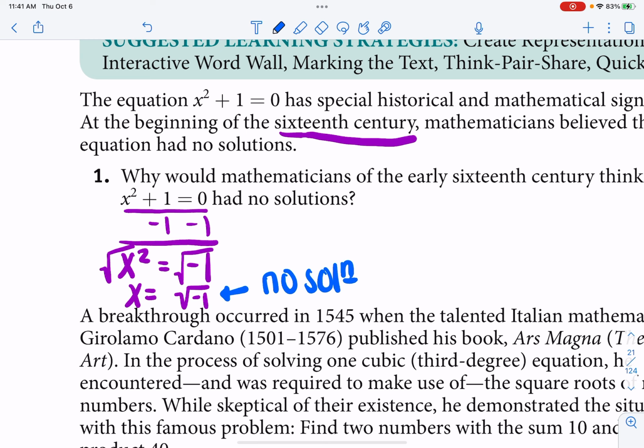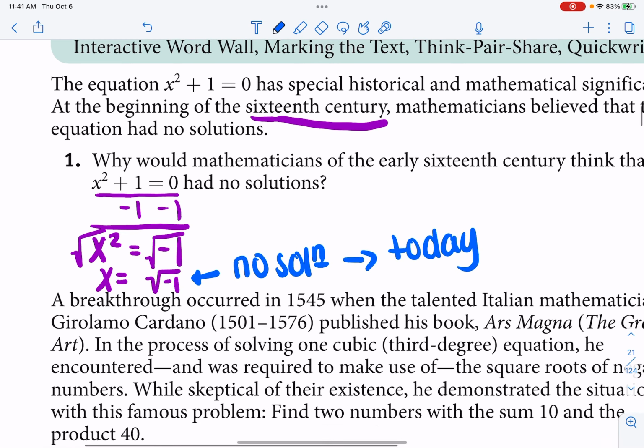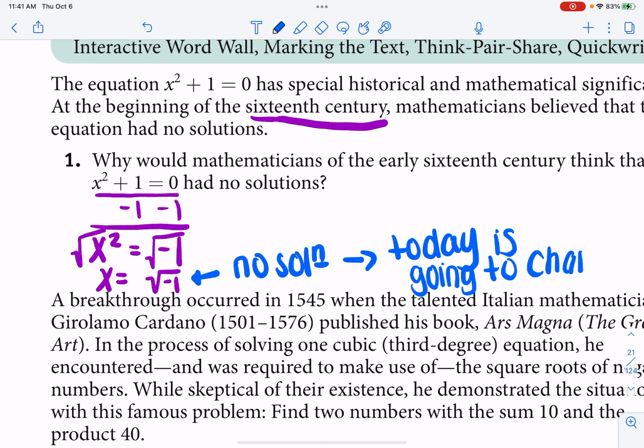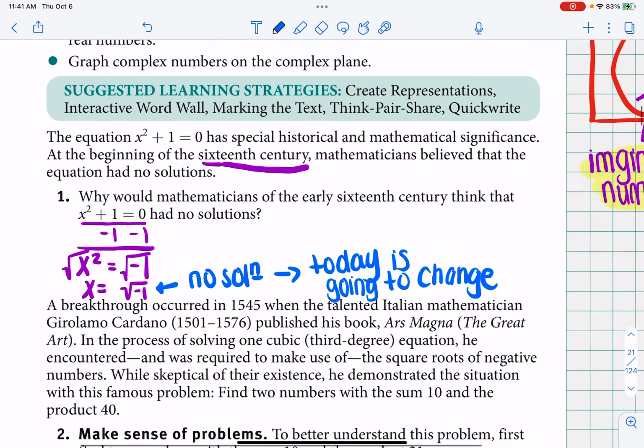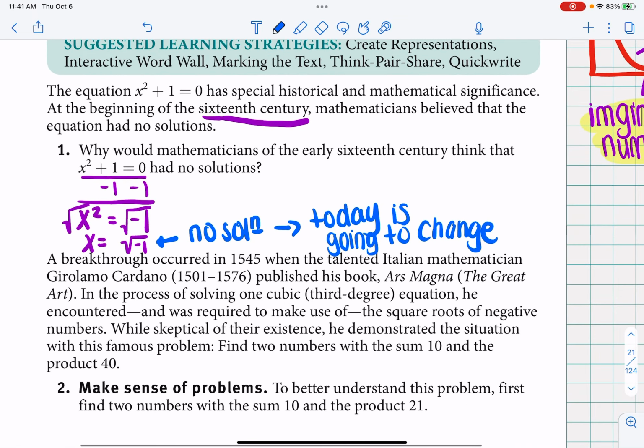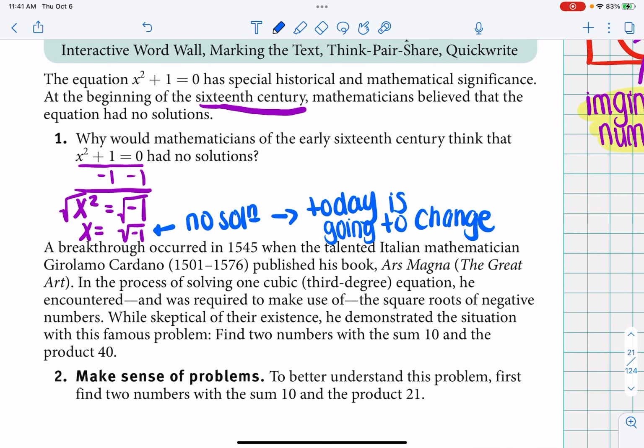But today, we are going to change that. Basically, how I like to imagine this is, when we were talking about no solution, there was just no solution in our books.